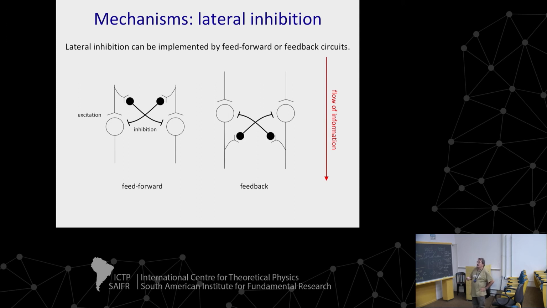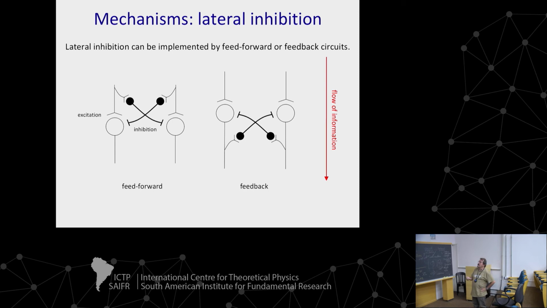And this could come in two different ways. So-called feed-forward, in which the inputs themselves inhibit the cell. So there's an input here that would excite the cell, and the input would inhibit the neighboring cell. And the same thing with this input here: the input here would excite the cell and inhibit the other one. So this would generate some form of lateral inhibition between the two cells.